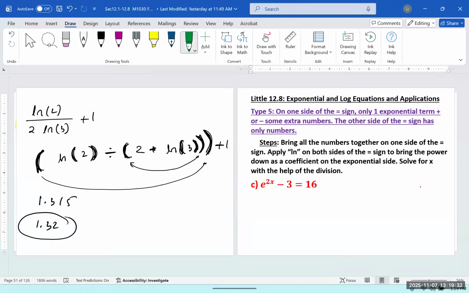That means we need to get rid of the 3 from both sides, or at least from that side, so that we can get our e to the 2x alone. And on the other side, we have 19. Since the exponential is alone, and our base is the special e, we need to call the ln. So you go ahead and call ln.